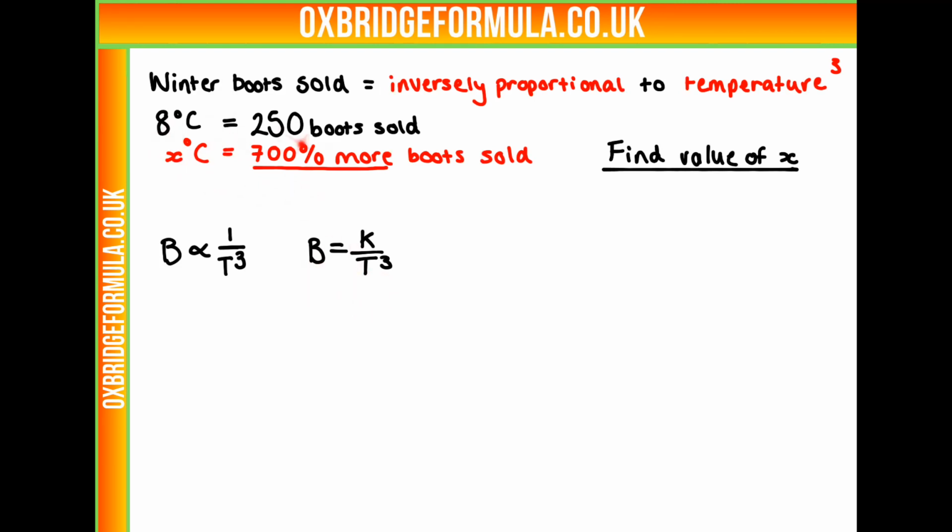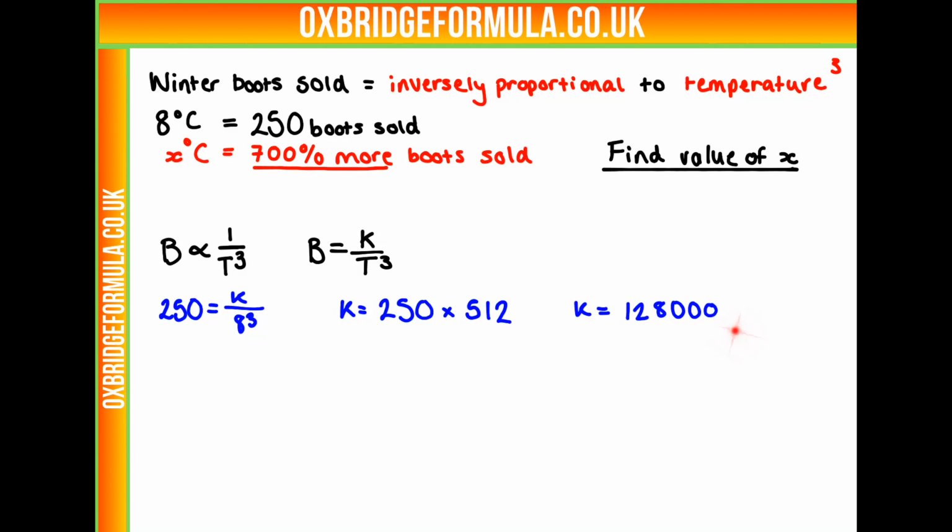And we already have some information here that we can use to work out what our constant K is going to be. So using this day's information, let's work that out. We have our boots, which is 250, that equals K over our temperature here, 8 cubed. So K is going to equal 250 times 8 cubed, which is 512. To work that out, pretty simple in your head, just times this by 1,000 and then divide it by 4 to get K being 128,000.